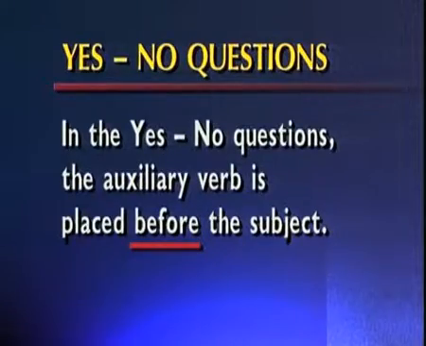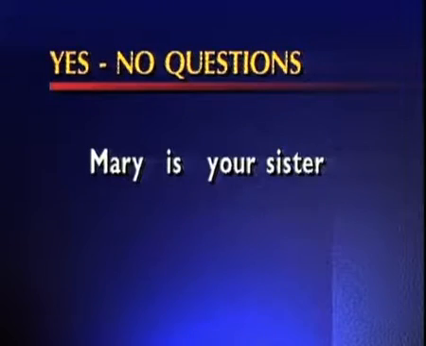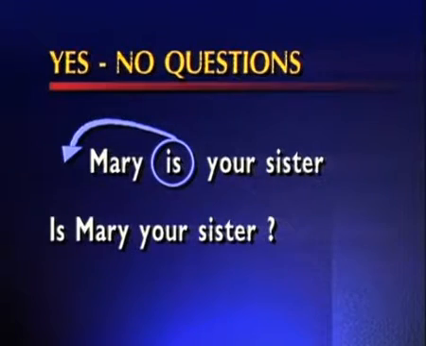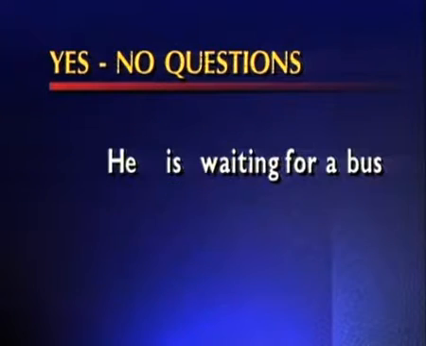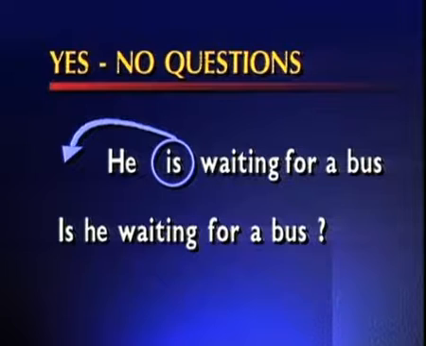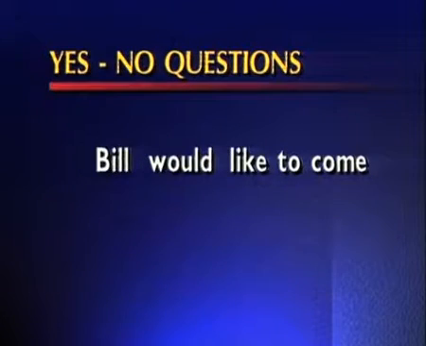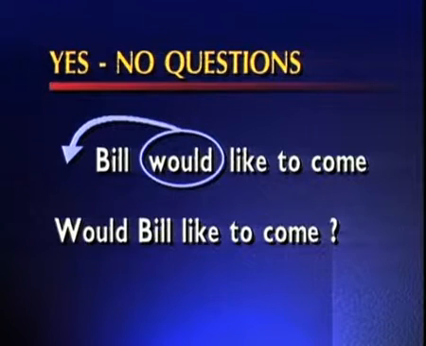Now, let's look at the structure of yes-no questions. In the yes-no questions, the auxiliary verb is placed before the subject. Look at these examples. Mary is your sister. Is Mary your sister? He's waiting for a bus. Is he waiting for a bus? Bill would like to come. Would Bill like to come?